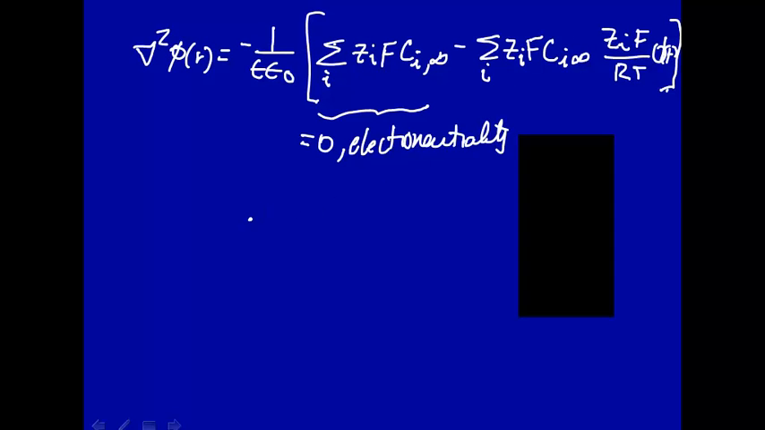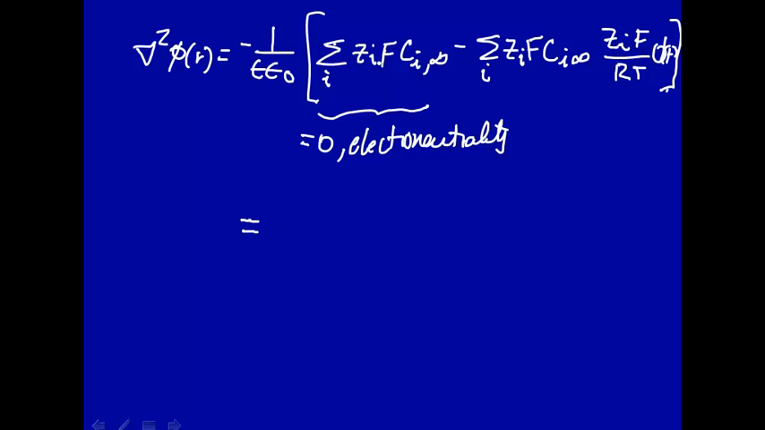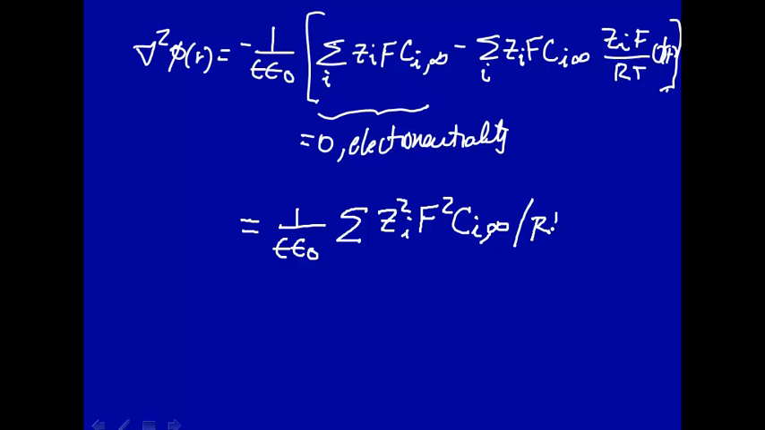Okay, so we can rewrite this, make it a little simpler. The minus signs will cancel out. So this will be 1 over epsilon naught, sum over all the ions of Z squared, F squared, times the concentration at infinite distance away, divided by RT times the potential phi(r).